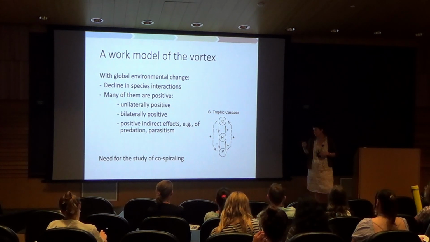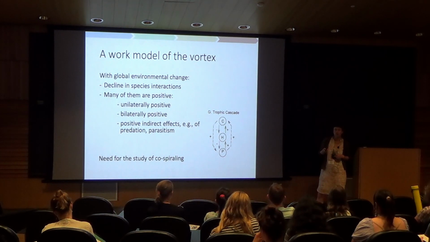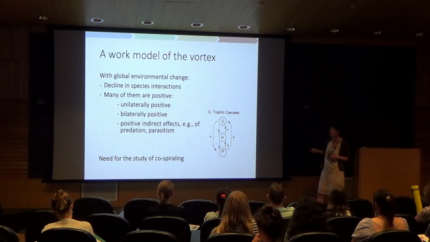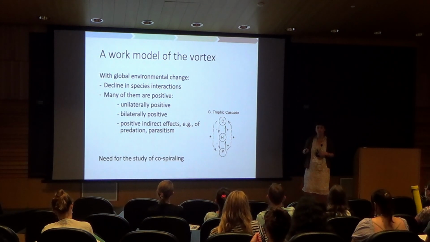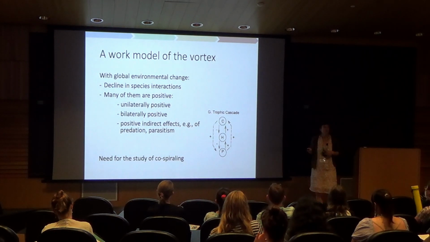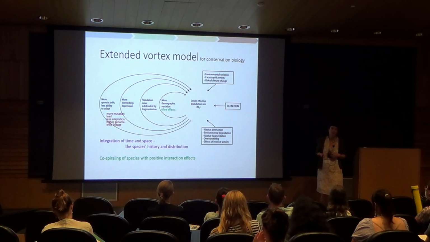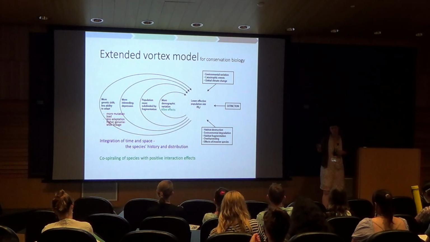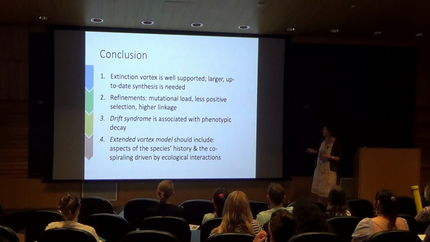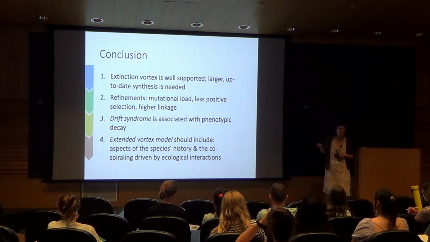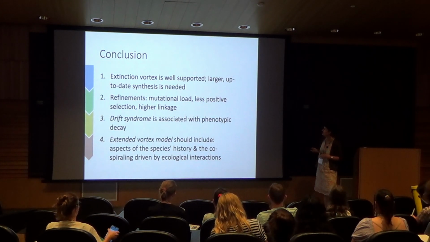So this loss of positive interactions, I think, should be included in this vortex model. It can be done, for example, when we see there are close associations, like a plant that depends on a particular guild of pollinators. What's going on with the pollinators? So we should look at the co-spiraling of species, especially those with which positive interactions are shared. And with this, at the very end of my talk, the empirical support for the extinction vortex would need an update, and that would be terrific for the field, I think.